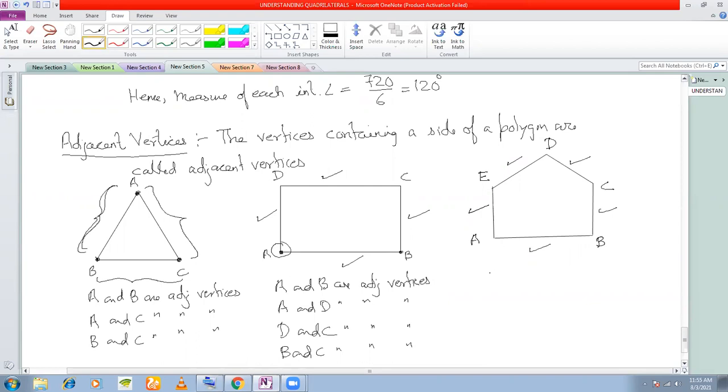Let us consider this pentagon here. If you see the side AB, it contains A and B, so A and B are adjacent vertices. Similarly, A and E are adjacent vertices. E and D are adjacent, right? And you can continue. So I hope adjacent vertices are okay.